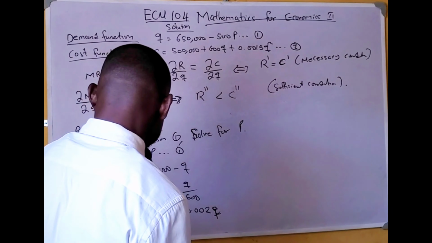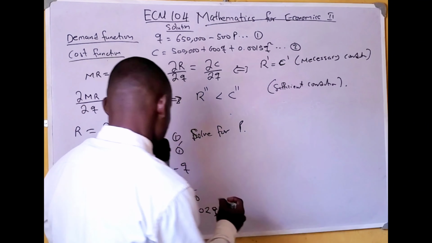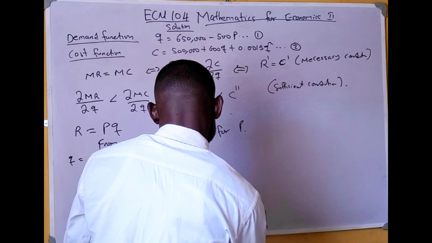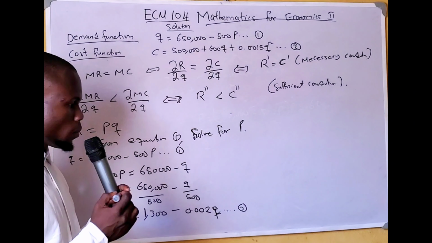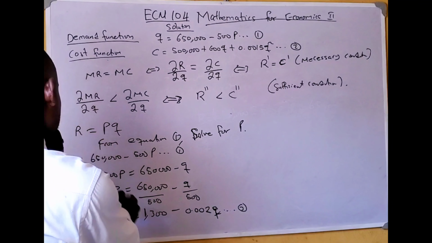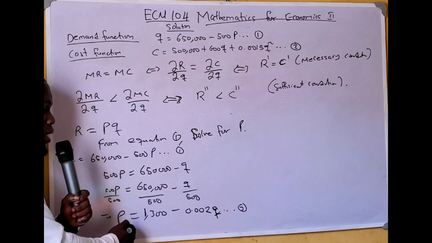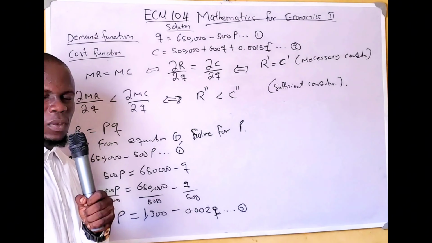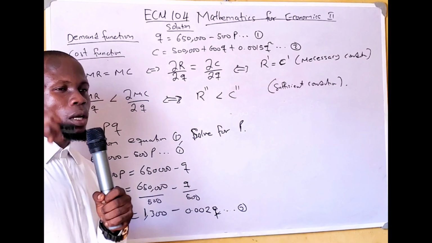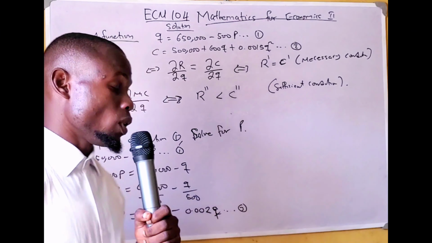Now by this, we've already found our price. This is our price function. We take this to be equation 3. From equation 3, we can now find our revenue. Our revenue is price times quantity. Imagine the price times the number of quantity you sold. That's what we are talking about there.